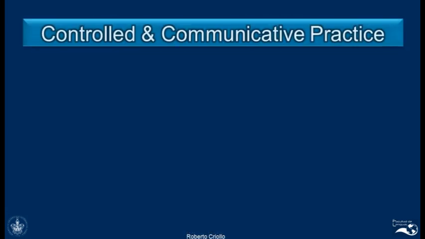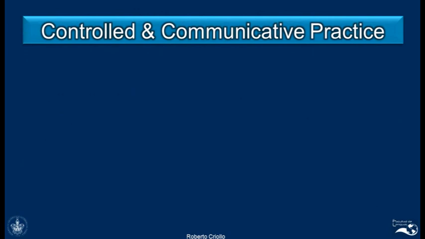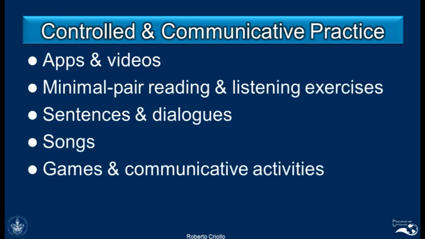Now, for the controlled and communicative practice stage of our lesson, we could use some other materials such as apps and videos, which are very interesting for the students. We could also use some minimal pair reading and listening exercises. There could be some sentences and dialogues for students to practice. And of course, songs are always very useful and interesting. And finally, there could be some games and communicative activities where students can apply the differences that they have learned in the controlled stage of the lesson.